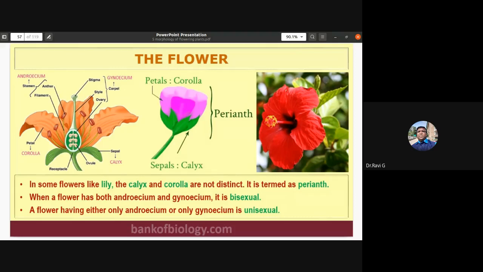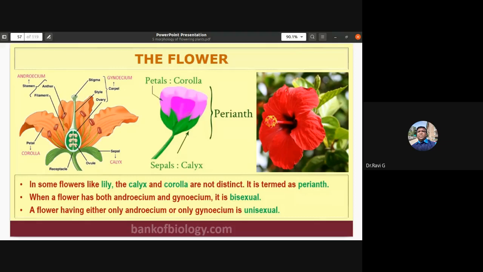So in tender coconut, you might have taken out those leaf-like structures and used them as a spoon-like structure for scraping the meat part of the coconut, that is ganji. So 3 plus 3, they are perianth. Then in case of sampige, the yellow petal-like structures are not petals. You cannot differentiate between sepal and petal there. Both of them look similar. So we call that structure tepals.